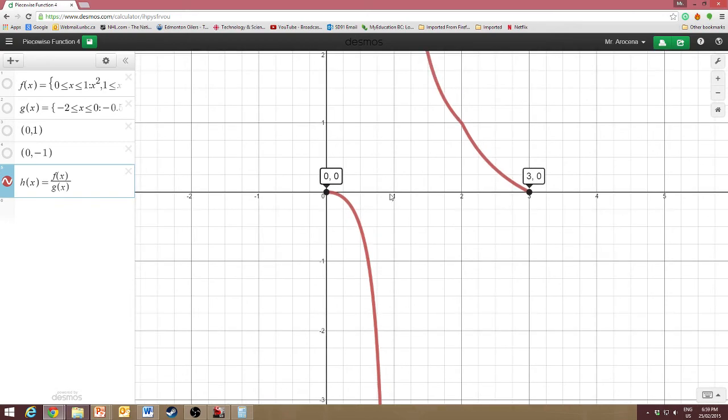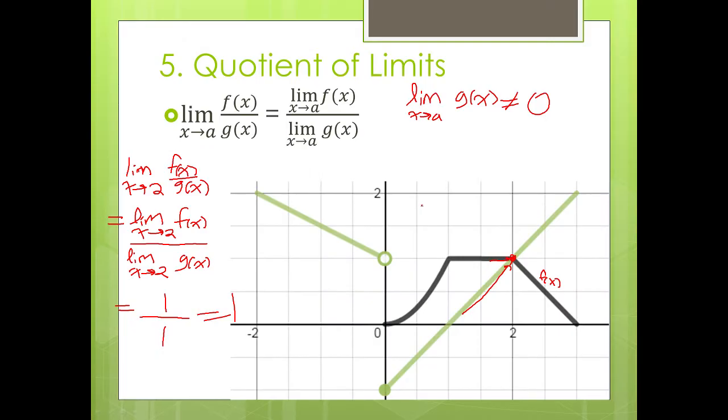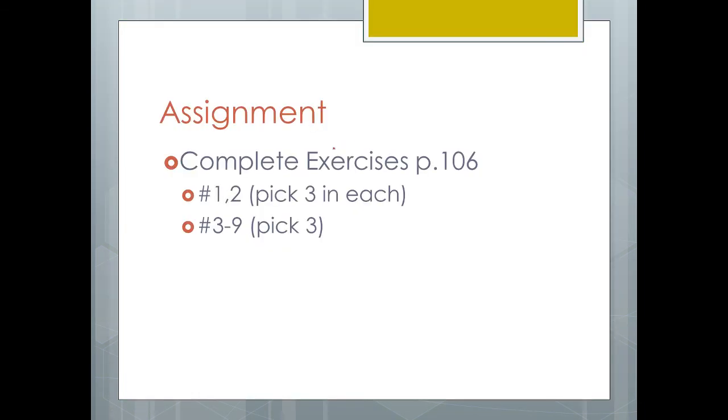Alright, so that's what we did today. Tomorrow we're going to talk about more rules, which will build off of these 5 basic rules. Assignment is on the blog as well as here. Pick any 3 from 3 to 9. Alright, good luck, and if you have any questions, come see me in class.